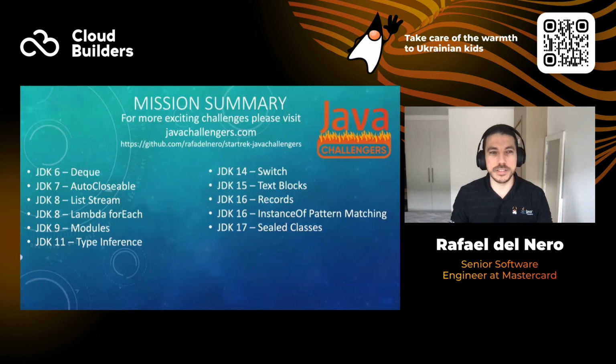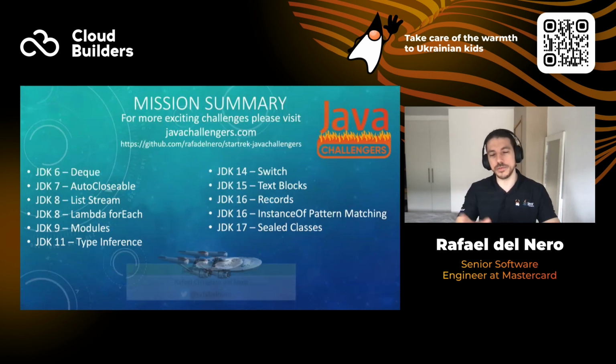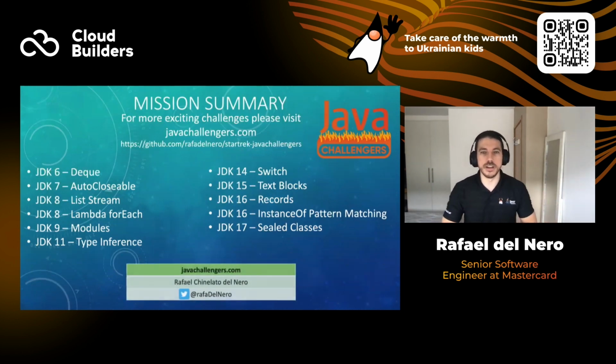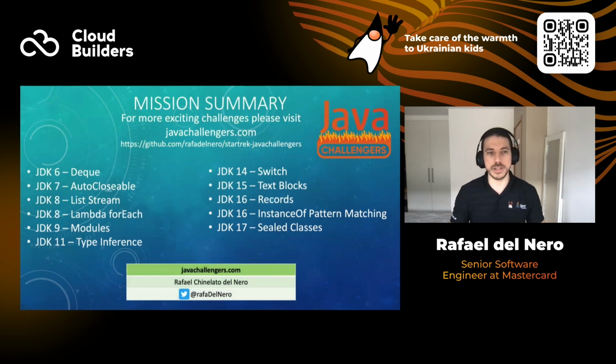I'm going to give you just a summary of what the talk is going to be about. As you can see, we'll be going from JDK 6 to JDK 17. We'll be talking about the queue, auto-closable, type inference, switch, and sealed classes. We're going to go through a lot of important features from Java so that you can develop better code.